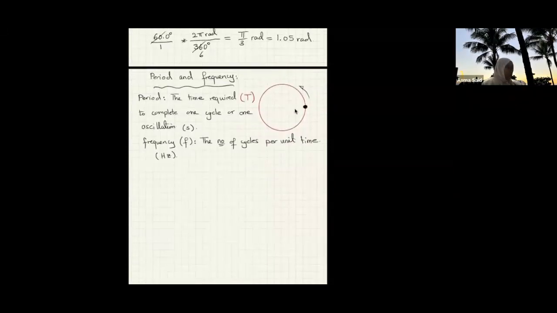There is a relation between frequency and period: f equals 1 over T, and of course, T equals 1 over f. You can calculate the frequency from the period, and you can calculate the period from the frequency.